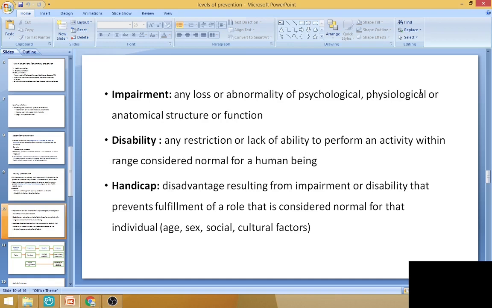Because of the loss of the limb, he is not able to go to the toilet alone. Otherwise, a normal human being is supposed to be able to perform that activity of going to the toilet alone, right? But because of the loss of the limb, he is not able to perform that particular activity, which is considered normal. So that is known as what? Disability. Very good. So now he is not able to perform his daily activity like going to the toilet alone because of the loss of the limb. So that is disability.